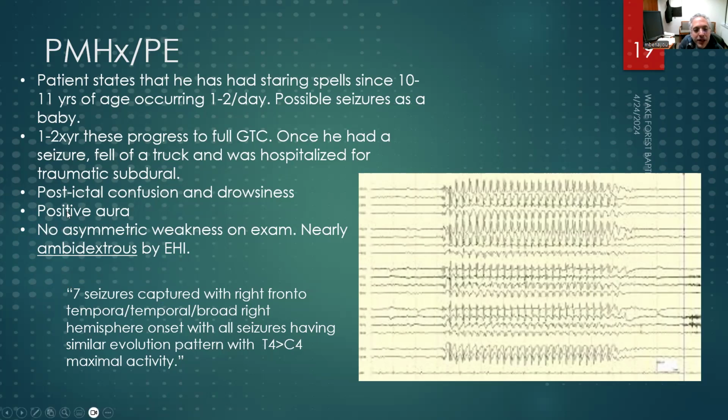He did talk about a positive aura. He mentioned a burnt tire smell, which physicians are taught to think of as temporal seizure onset, because a lot of the olfactory system goes into the entorhinal cortex and the temporal lobes.